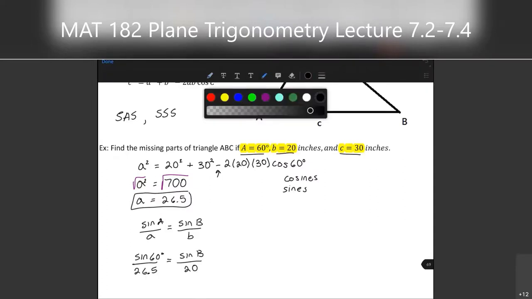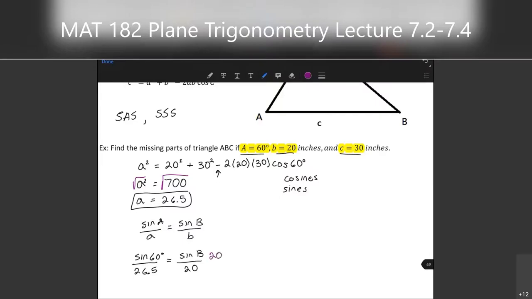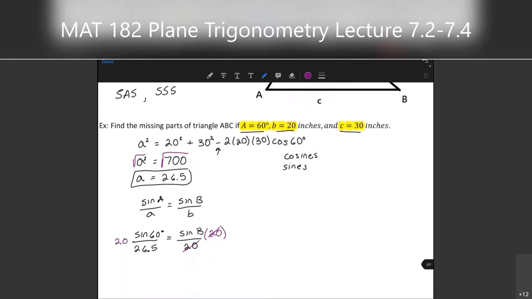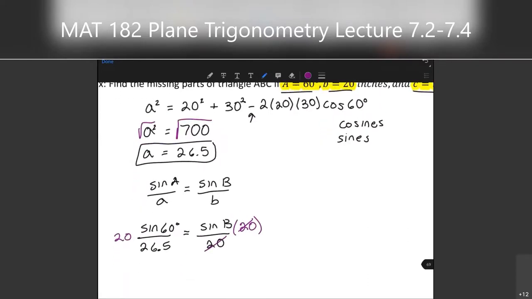You can multiply both sides by 20. And then what would be our last operation here? Yep, now is the time we can use that sine inverse. So we can state that the angle B is going to be equal to the sine inverse. Notice that we're using a sine function here, so it'll be another sine inverse.